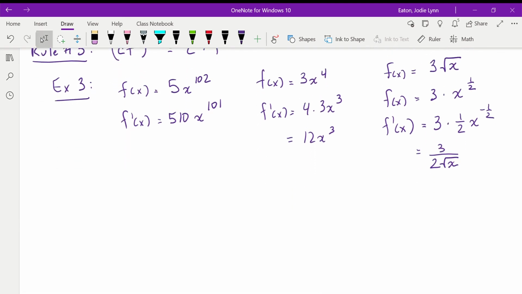Okay, and last rule, which is what allows us to basically put this all together and take the derivative of pretty much any polynomial function, we have the sum and difference rule.